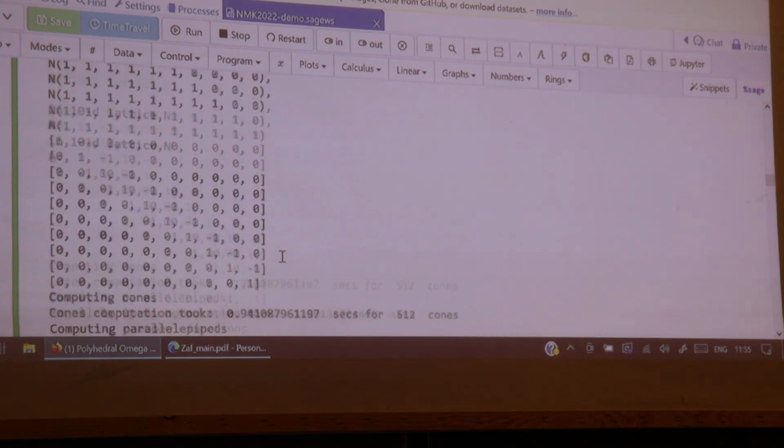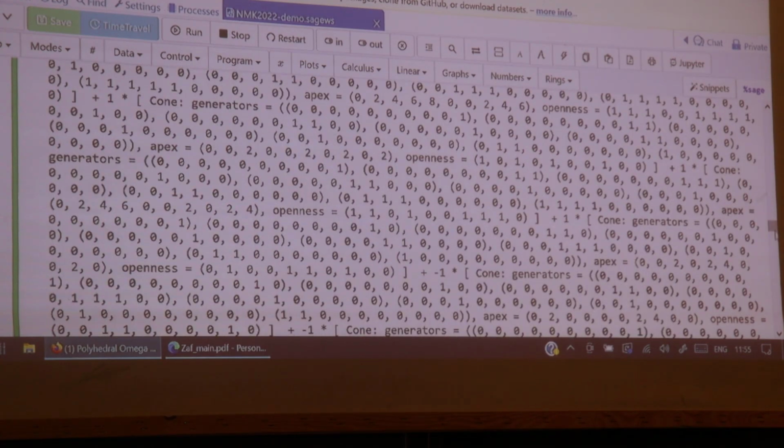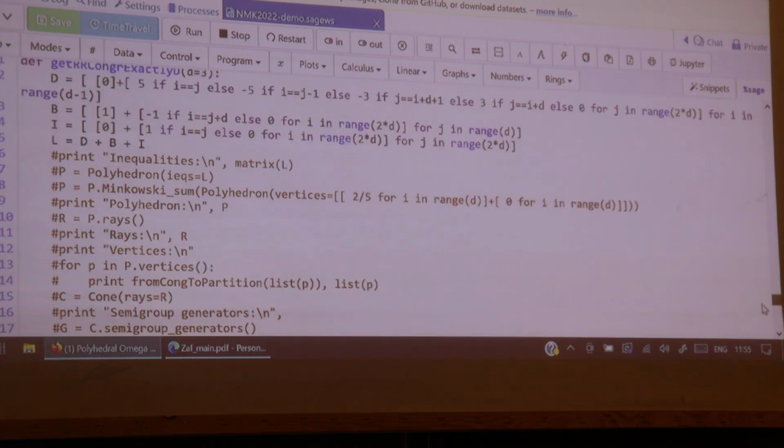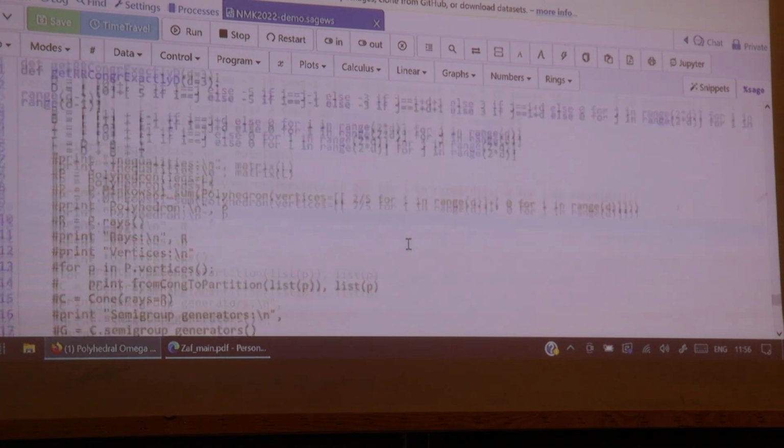So, well, actually, do you have questions? Okay, so this is how we do the congruence part.